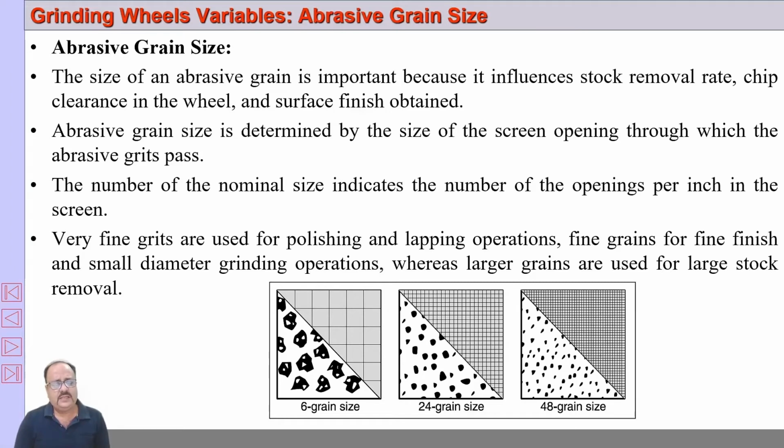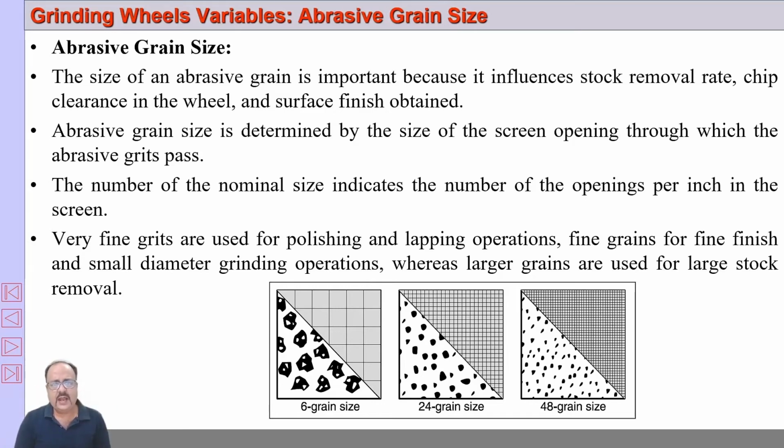Okay, now how do you obtain this size? This size is determined by the screen opening through which the abrasive grains pass. Normally the number of the nominal size indicates the number of openings per inch in the screen. Suppose an abrasive grain passes through 55 openings per square inch and does not pass through 65 openings per square inch, then the abrasive grain will be denoted by 60.